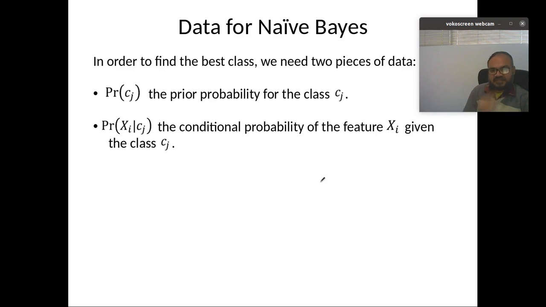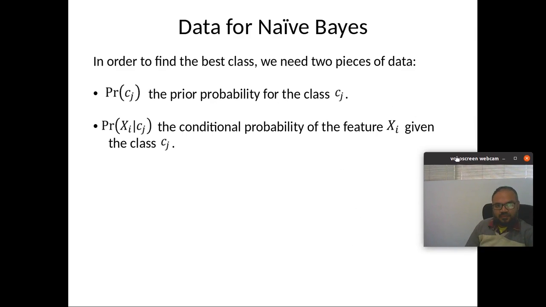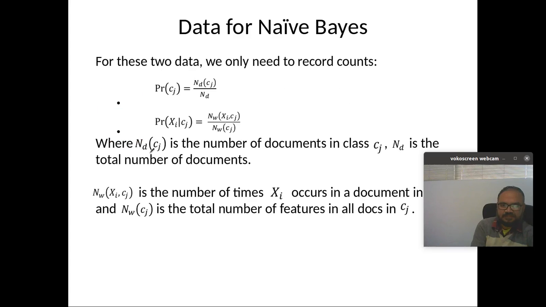The data for naive Bayes: we can use the data to find the best class, and for that we needed two pieces of data. One is the prior probability of the class, and the other one is the conditional probability of the feature given the class, which is also called the likelihood. So we just need these two terms for each Cj, and we can take the product of these two terms for each class and then determine the best class, which gives us the maximum value among these products for all the classes.